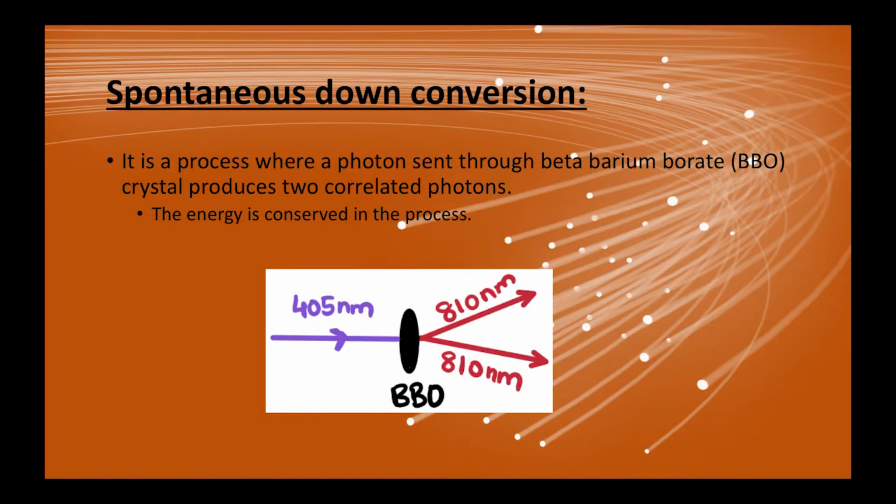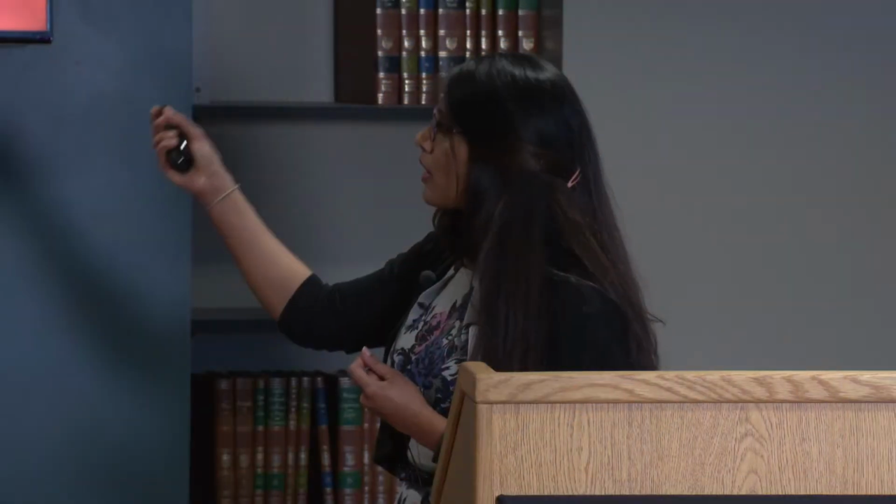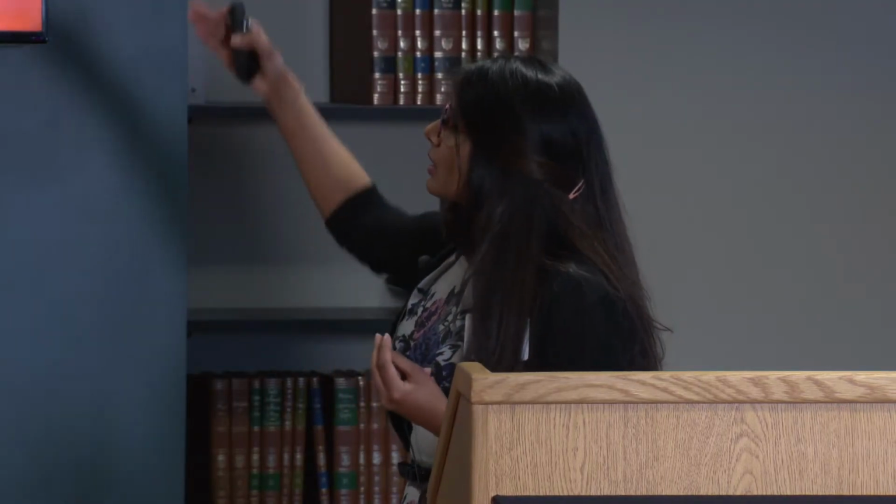I bought in what's called a BBO, which is a beta barium borate crystal, and a process called spontaneous down conversion. Essentially, in that process, when I send a purple photon through this crystal, it interacts with the crystal and produces 2 correlated photons. The energy is conserved in this process, in that the energy of the incoming photon would be equal to the combined energies of the photons that are coming out.